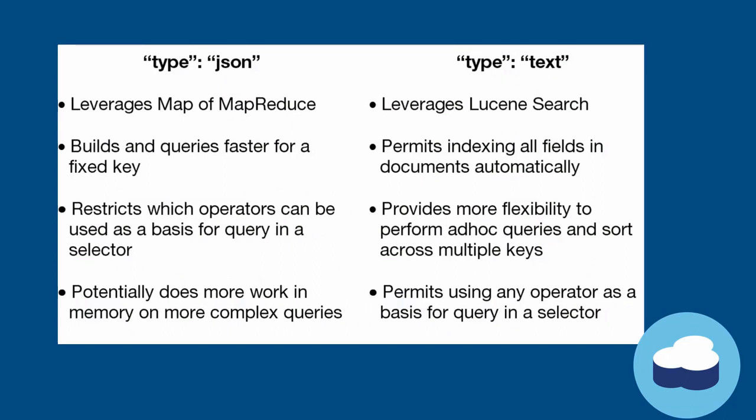Using the Cloud and Query text type index, which leverages the Lucene search index under the covers, permits the indexing of all fields and documents automatically with a single simple command. It also provides more flexibility to perform ad hoc queries, sort across multiple keys, and permits you to use an operator as a basis for query in the selector.